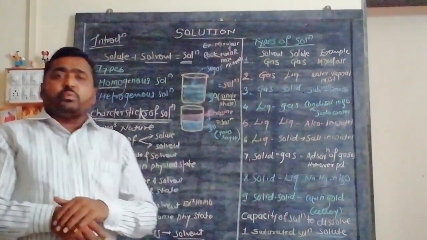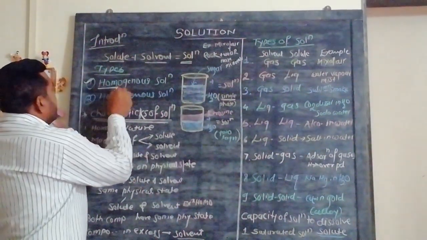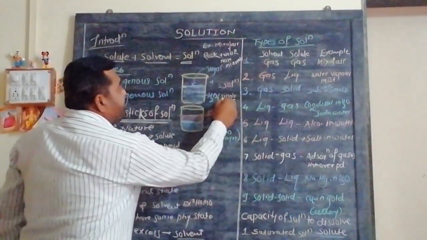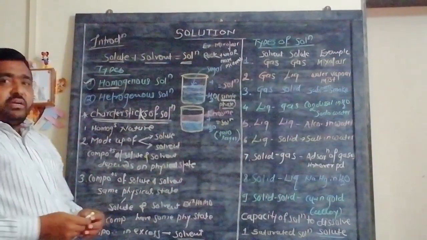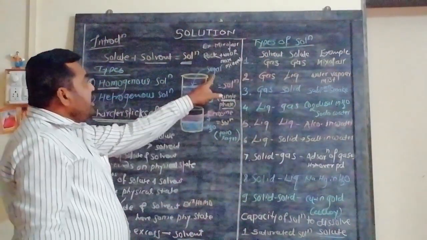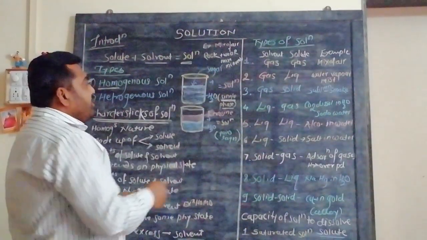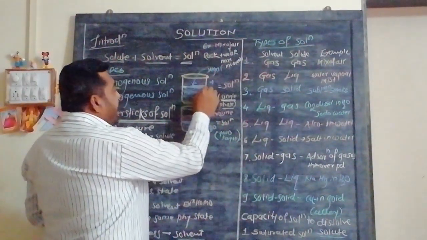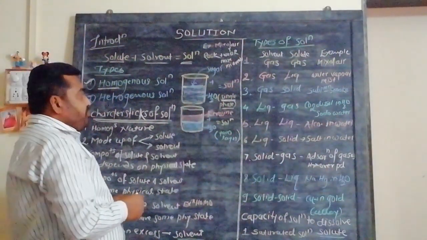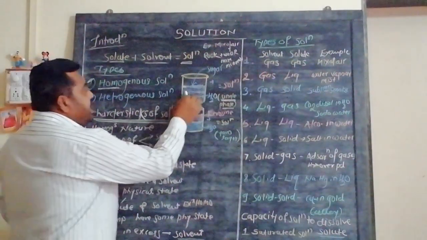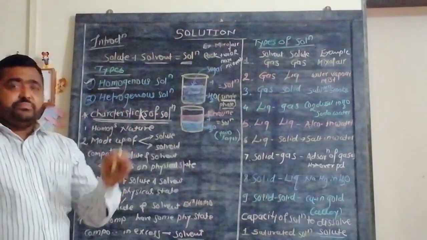There are two types of solution. The first one is the homogeneous solution. Homo means a single-phase solution. Consider the example of sugar dissolved in water. Sugar is the solute and water is the solvent. Adding sugar to water gives a sugar solution. In a sugar solution there is a single phase, with no different phase.